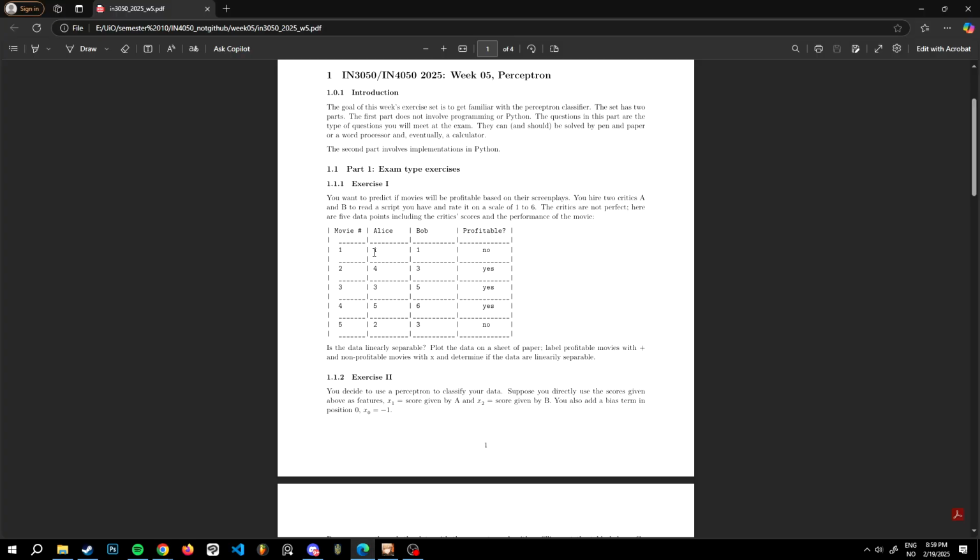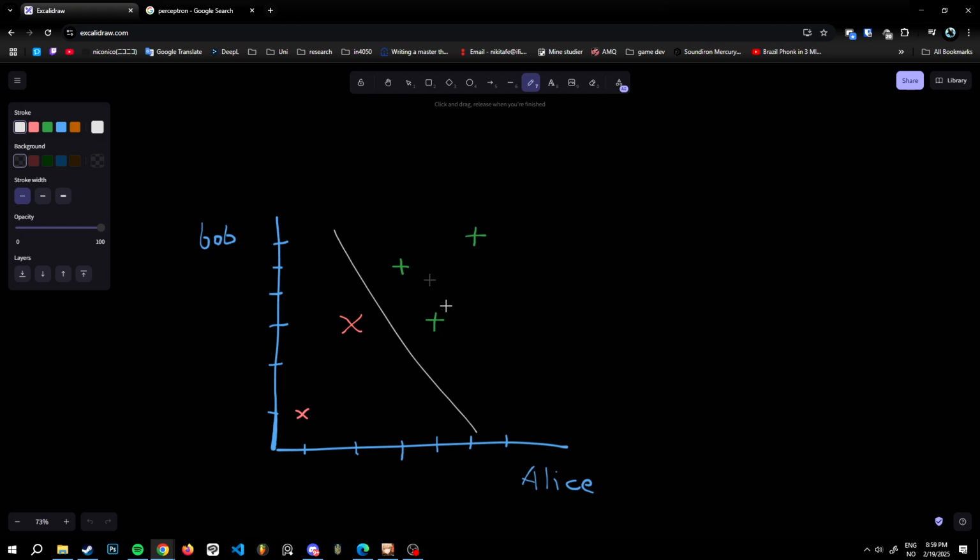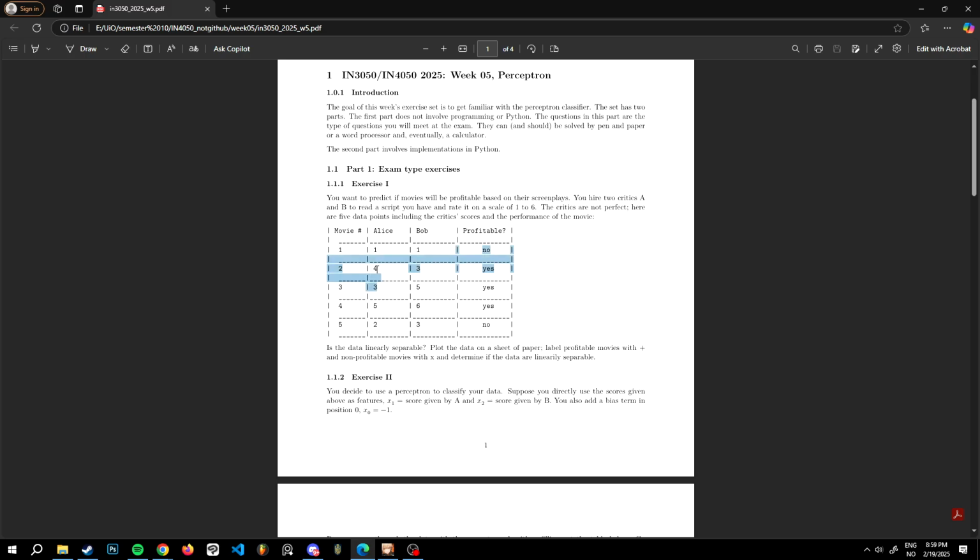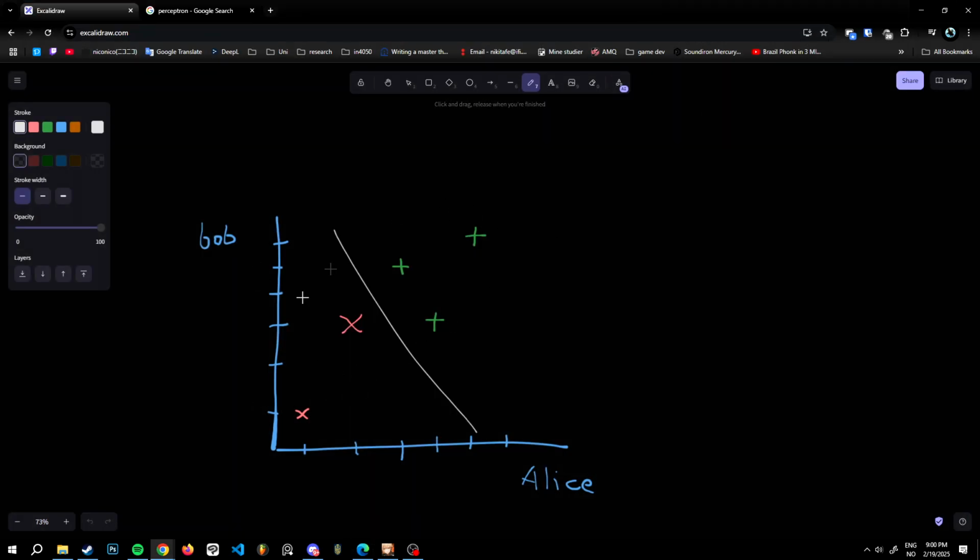And that's basically equivalent of this one. It wasn't profitable. And the same goes for the rest. Here Alice rated 4 and Bob rated 3, and it was profitable. Here we have the same thing. Alice rates 4, Bob rated 3, and it was profitable, yes. And so you can see we have essentially plotted these data points into this graph.